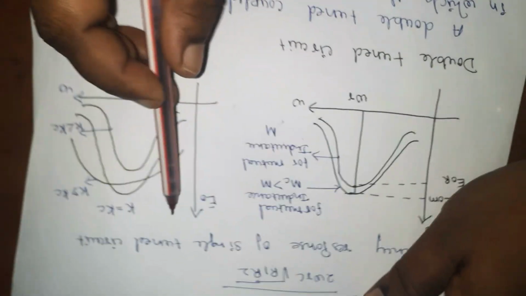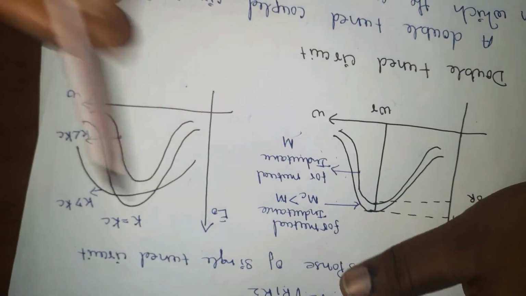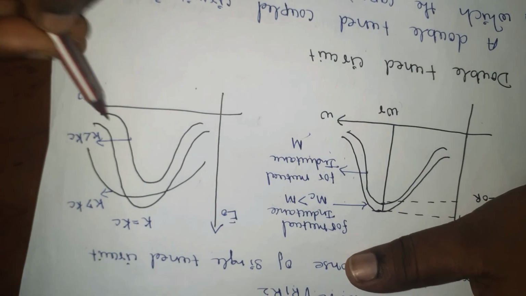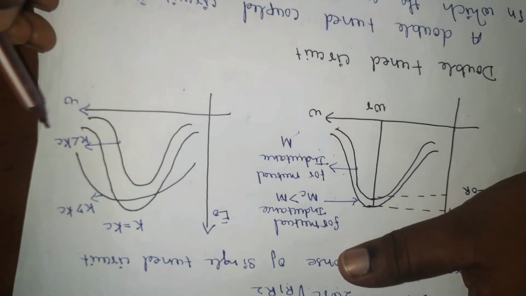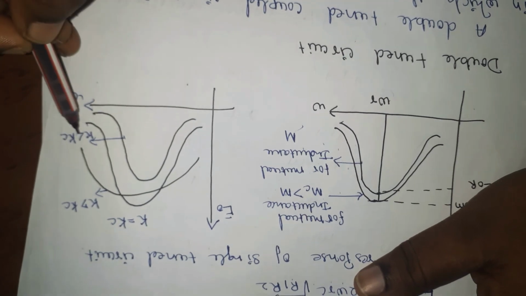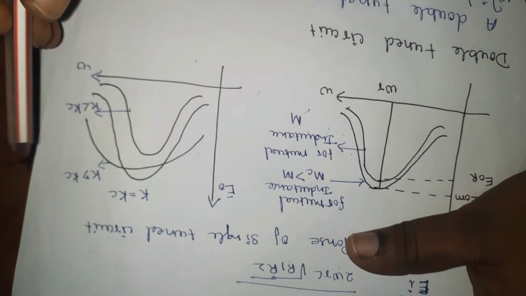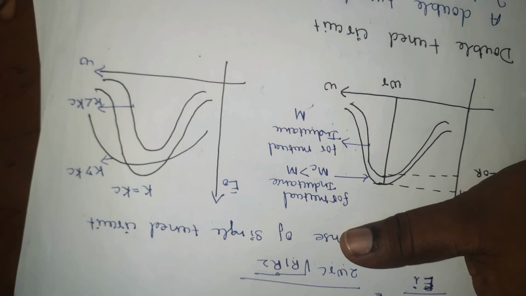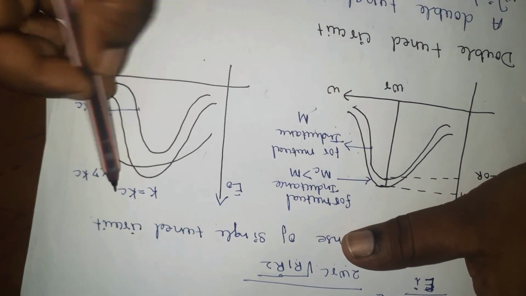Here the next curve is E0 versus ω. This one is the critical coupling curve. This curve is K lesser than Kc. Here K is greater than Kc. This one is K equal to Kc.